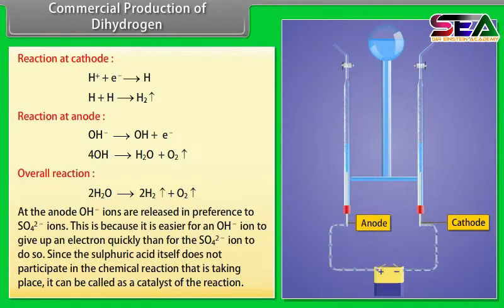At the anode, OH minus ions are released in preference to SO4 2 minus ions. This is because it is easier for an OH minus ion to give up an electron quickly than for the SO4 2 minus ion to do so. Since the sulfuric acid itself does not participate in the chemical reaction that is taking place, it can be called a catalyst of the reaction.